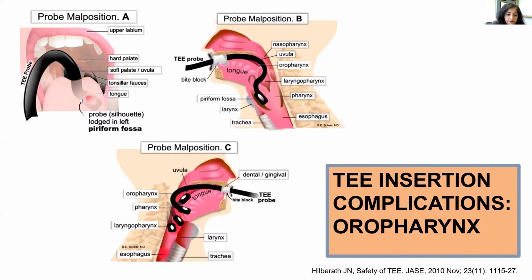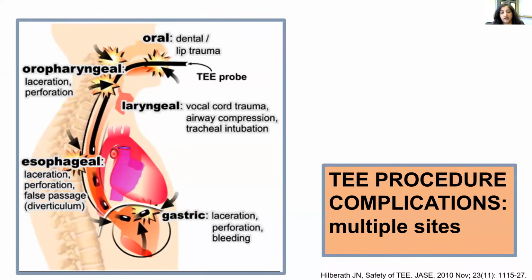And then these are the multiple areas of trauma that can happen during the TE procedure: the oropharynx, the larynx, the esophagus, and the stomach. All of these should be evaluated before the patient leaves. Typically, blood on the probe signifies that there has been some trauma, and the extent of it should be evaluated prior to the patient leaving.